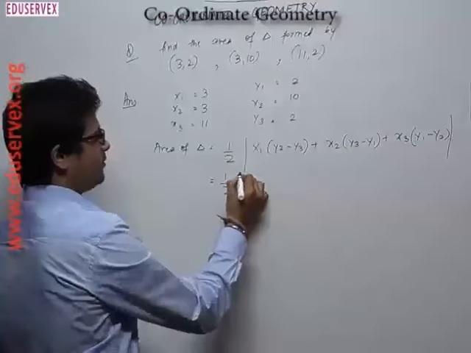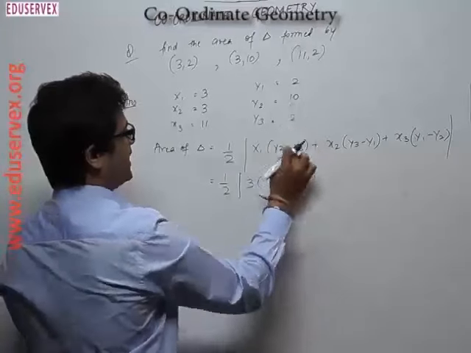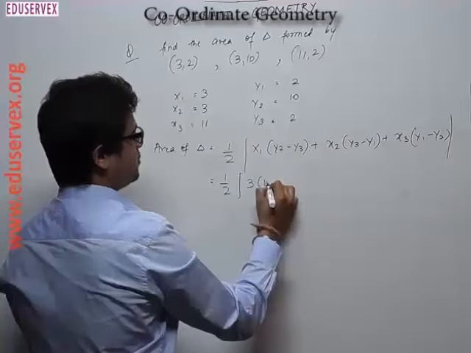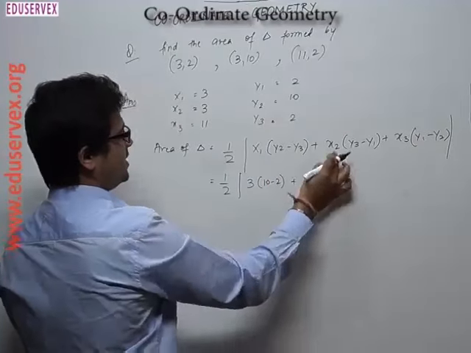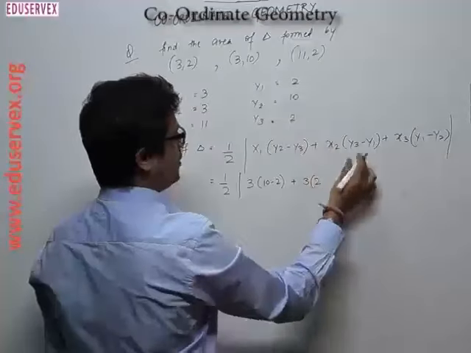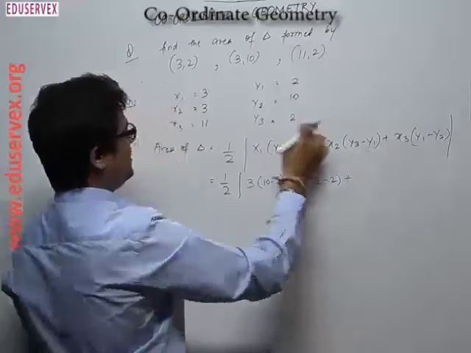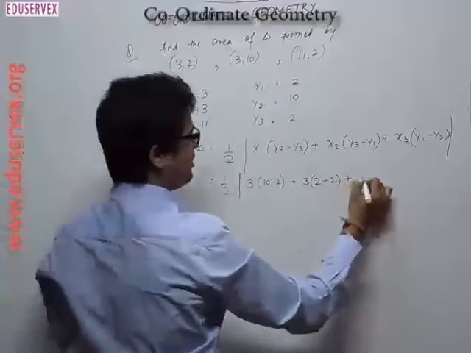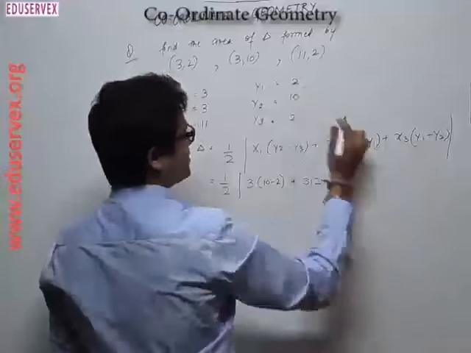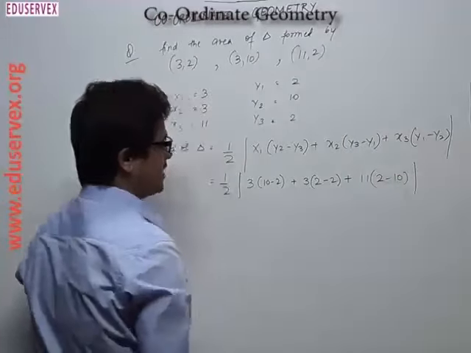So half of x1 is 3, y2 is 10 and y3 is 2, so 10 minus 2, plus x2 is 3, y3 is 2, y1 is 2 only, so 2 minus 2, plus x3 is 11 and y1 is 2 and y2 is 10, so 2 minus 10, inside the mod.